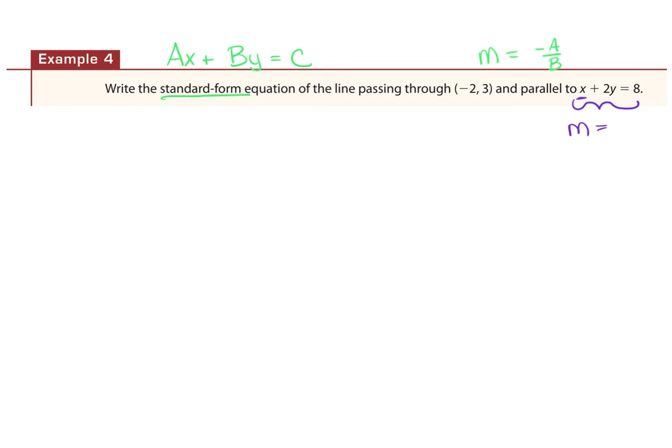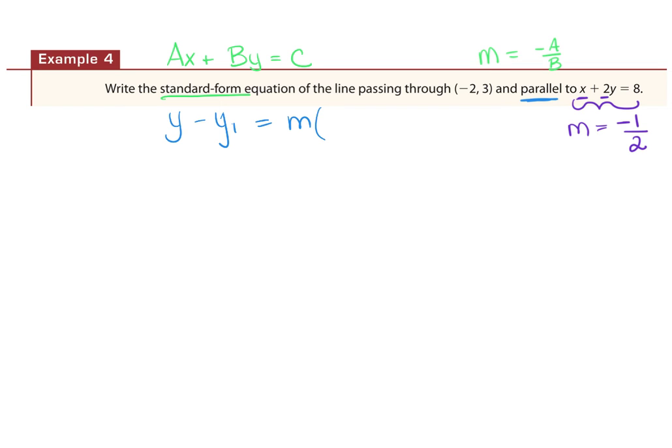What is a here? What's in front of my x? A +1. So I want -a, -1, over b. What's my b? It's my coefficient of my y, right? So it's going to be 2. So my slope of this line is -1/2. They told me another key word. The word here is parallel. All right? So the only thing I care about from that line is the slope. And I want it to be the same slope because it's parallel. So when you want it in standard form, if you have a point and the slope, you're going to have to use your point slope here. All right?